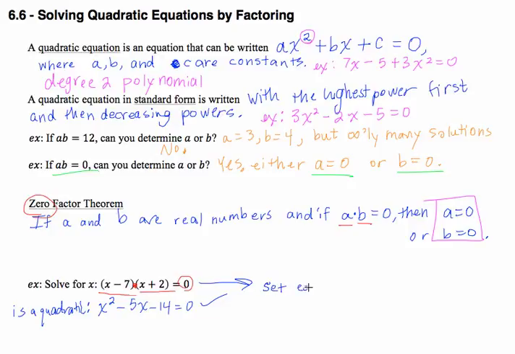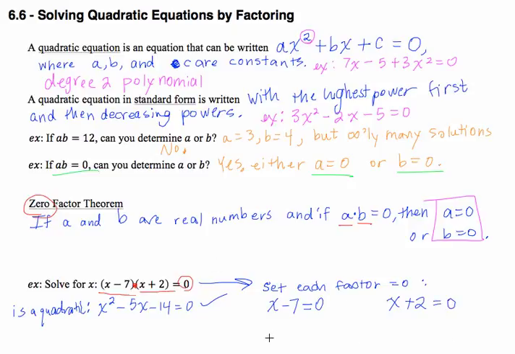Now it has to be factored for this to work, because this only works if it's a product, if you're multiplying a times b. So we set each factor equal to 0. So our first factor is x minus 7. Set that equal to 0. Our second factor is x plus 2. So we'll set that equal to 0. And then we solve each of those equations.